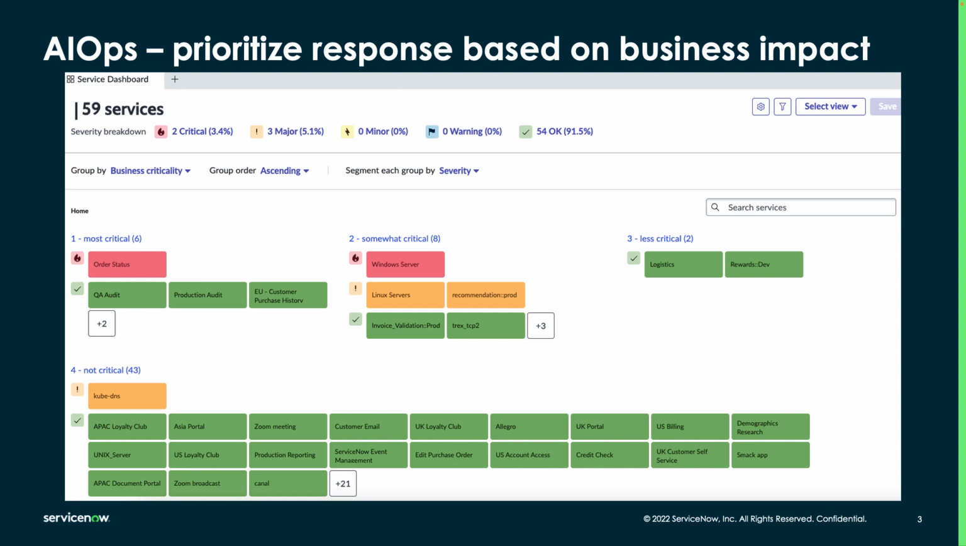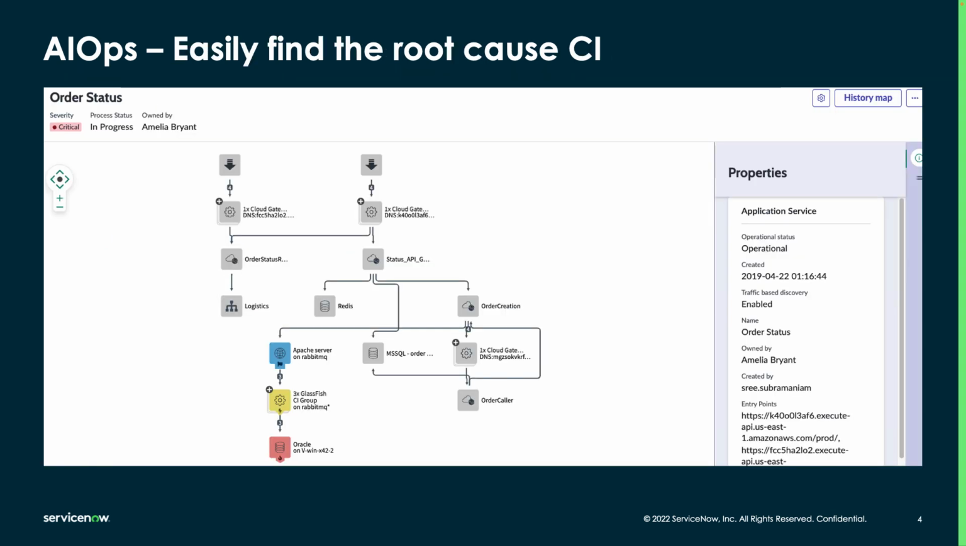For each service that you map, you assign a business criticality level to it, for example, BC1, BC2, etc. The service operations workspace arranges services by business criticality, so you will be able to clearly see which of your most critical services are affected and prioritize them. When you look at a service map view from service operations workspace, you can see the specific configuration items that have alerts against them, which will help you pinpoint the root cause CI of the alert. As you see here, the Oracle CI on that Windows server is red.